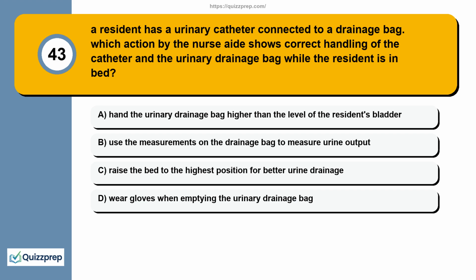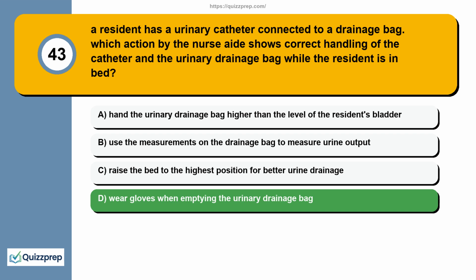Question 43. A resident has a urinary catheter connected to a drainage bag. Which action by the nurse aide shows correct handling of the catheter and the urinary drainage bag while the resident is in bed? Option A, hang the urinary drainage bag higher than the level of the resident's bladder. Option B, use the measurements on the drainage bag to measure urine output. Option C, raise the bed to the highest position for better urine drainage. Option D, wear gloves when emptying the urinary drainage bag. The correct answer is option D, wear gloves when emptying the urinary drainage bag.